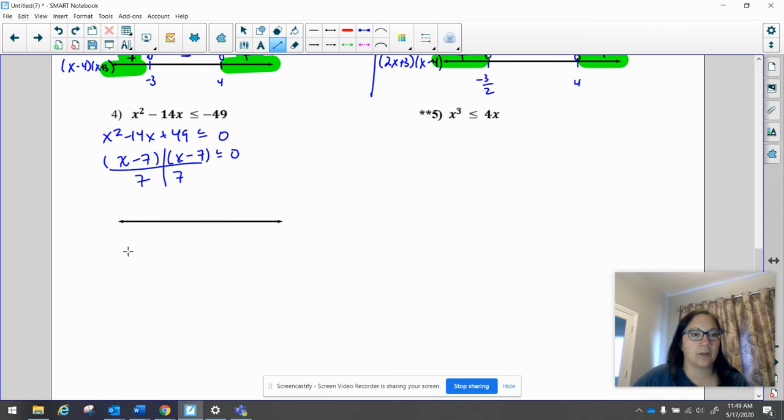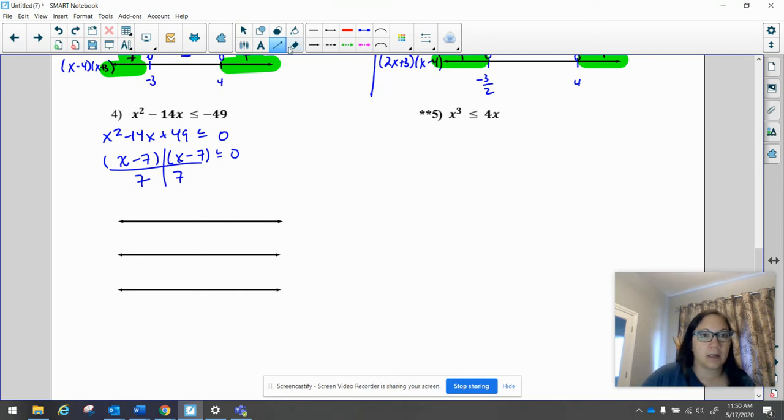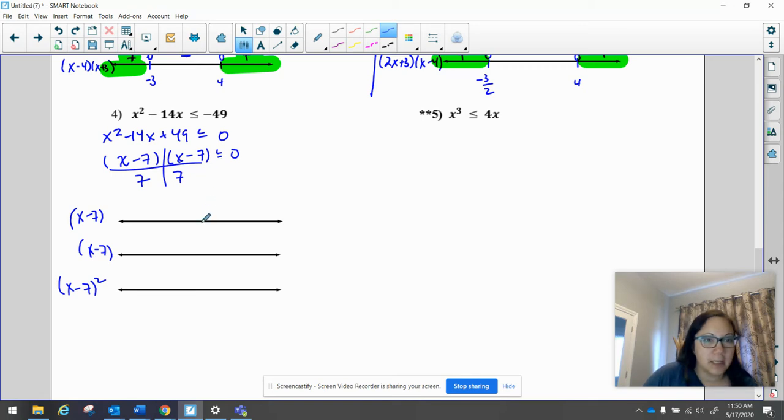So I'm going to go ahead and draw my 3 lines. So I've got the 2 factors and then the product of the factors. And so one of those is x minus 7. The next one is also x minus 7. And then I have x minus 7 all squared. What's interesting here is that I only am going to have one tick mark, and it's going to be at 7. And I'm going to have my 0 at 7 all the way down.